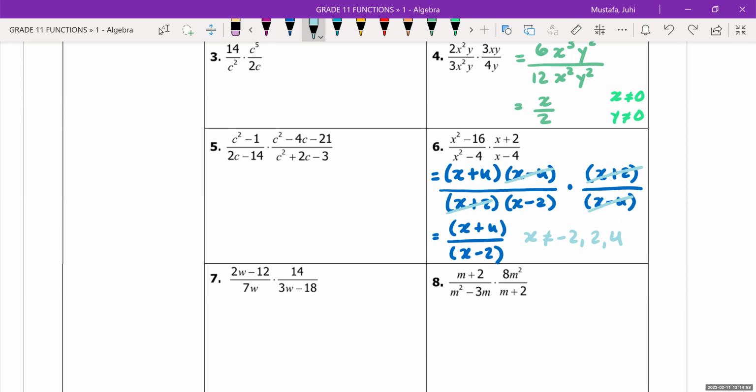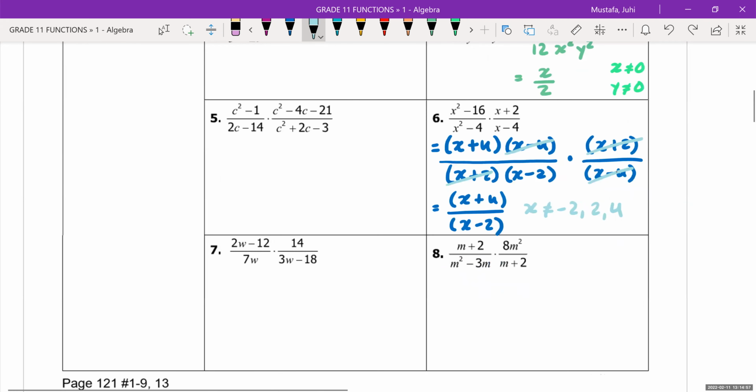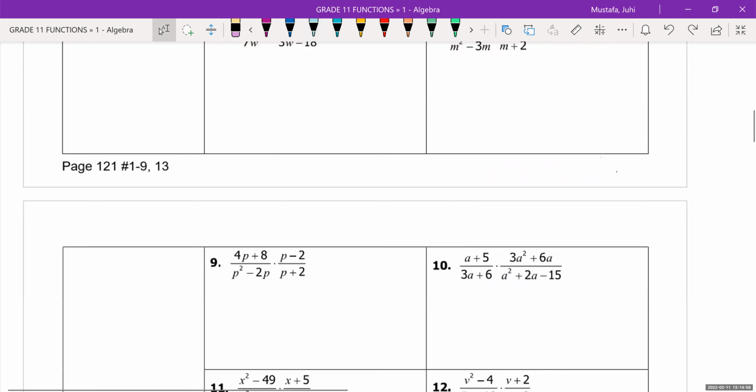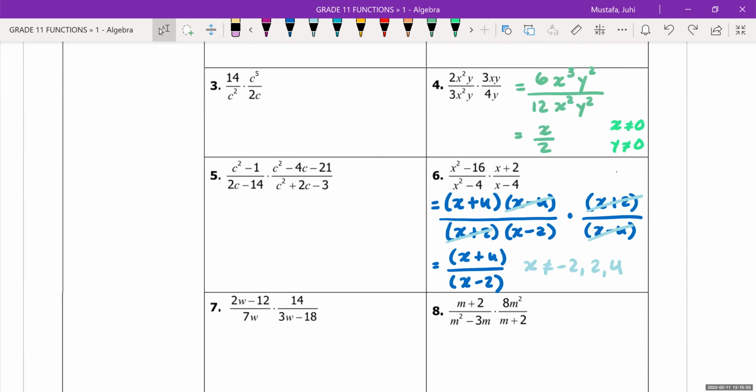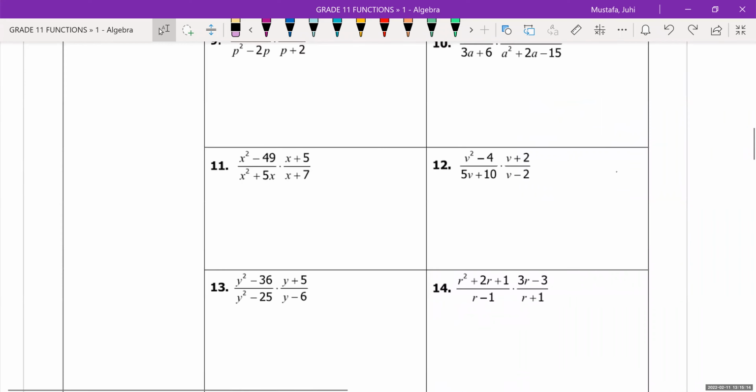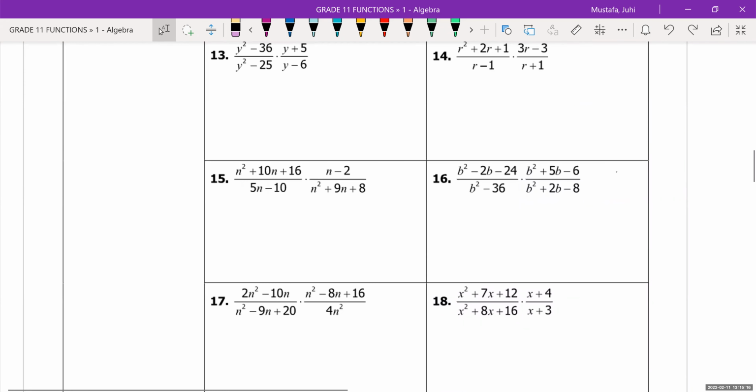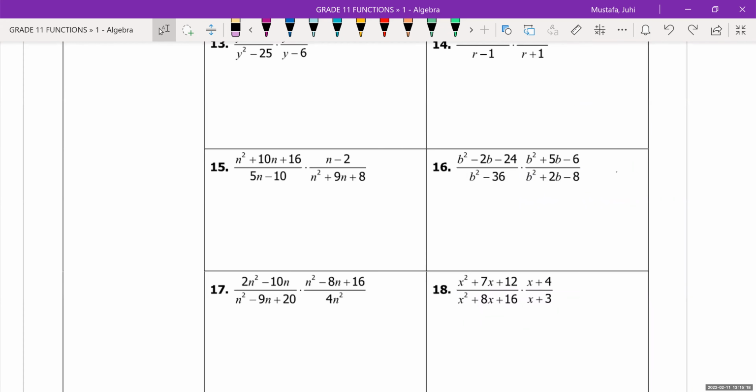Okay, let's turn to the next page for some more challenging questions. Maybe we'll do 3 or 4 more examples and we'll call it a day. There's nothing really very challenging. Okay, we're going to do question 16. And of course, a challenging question is just one where you have to factor a lot.